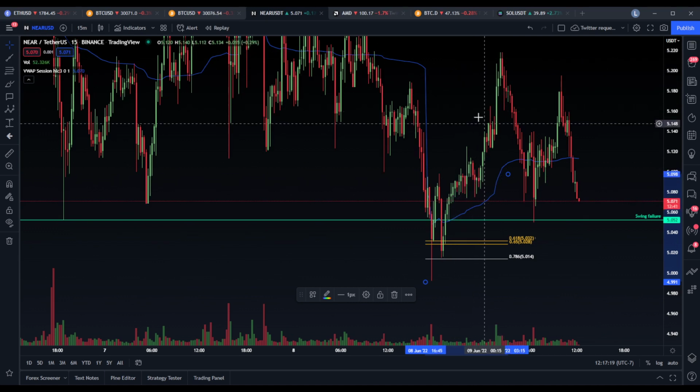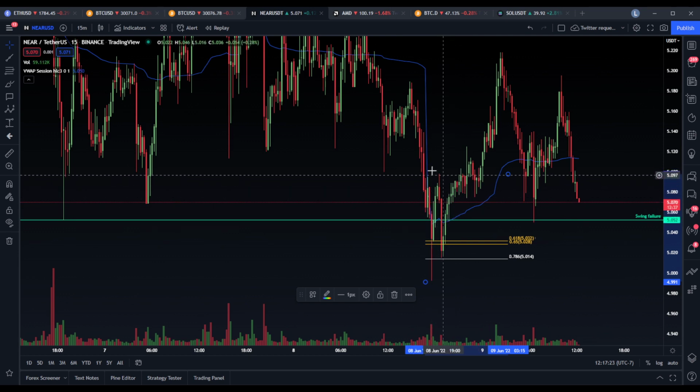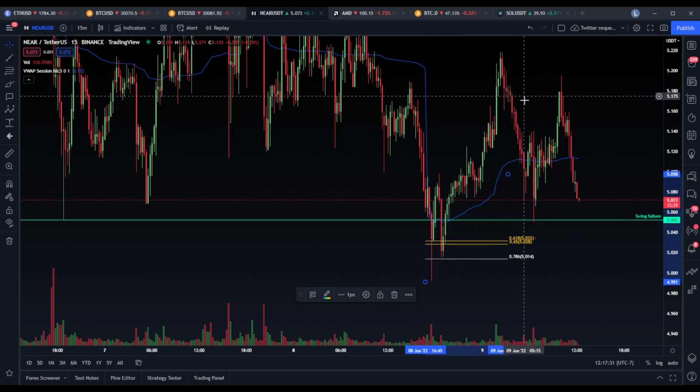So when you're looking to long something like NEAR here, you really want to be getting in on the swing failure, either the initial reaction, initial retrace on a low time frame, initial back test, or here you can see we came down and we back tested this level again perfectly.